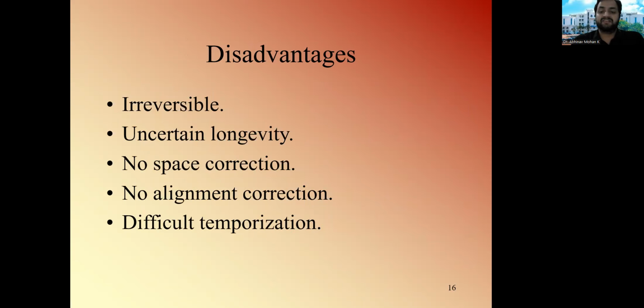No space correction is possible. We cannot alter the shape because I am not touching the abutments. So whatever space is available, your bonding goes into that space. So no alignment correction, proclination, rotation, tilt, inclination, nothing can be corrected. We're not touching this. As I said, it's a more conservative preparation, and temporization in such a case, once you do the preparation, is quite difficult.